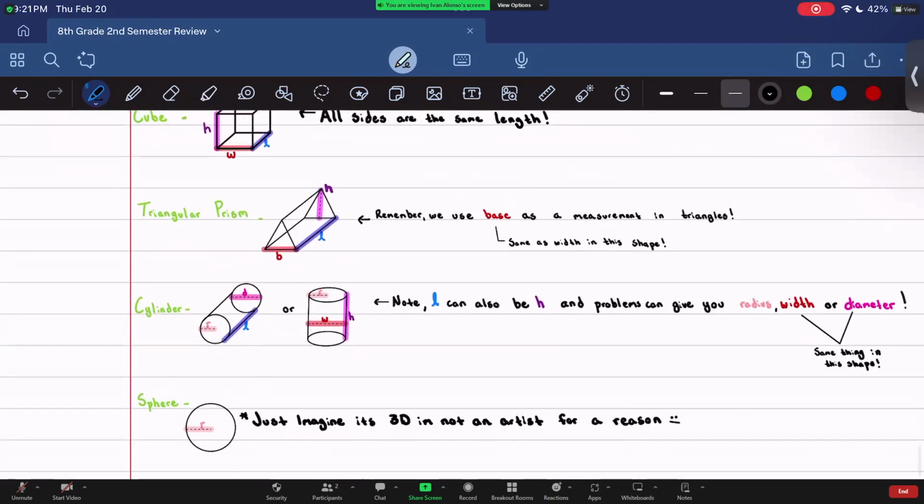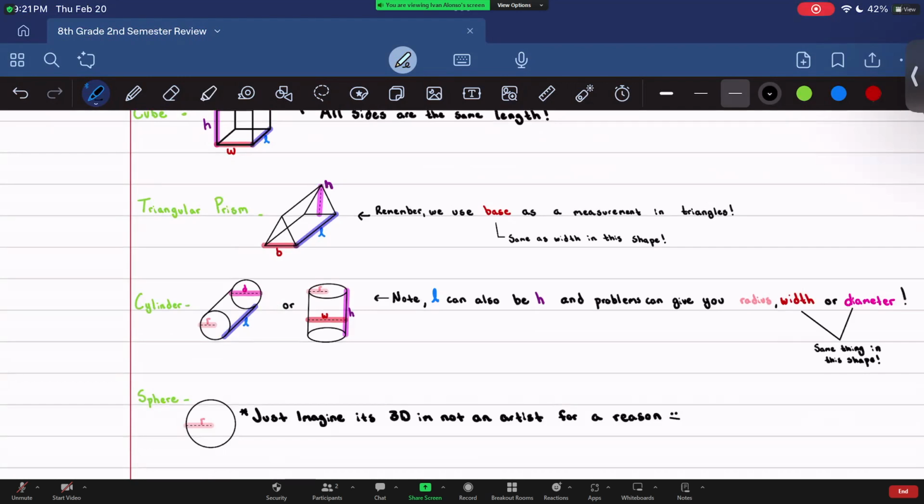Next is a sphere. Honestly, I'm not drawing a three-dimensional sphere. I have no idea how to do that. All you need for the volume of a sphere is the radius or the diameter, right? But you guys should remember the diameter, that radius is the diameter divided by 2.